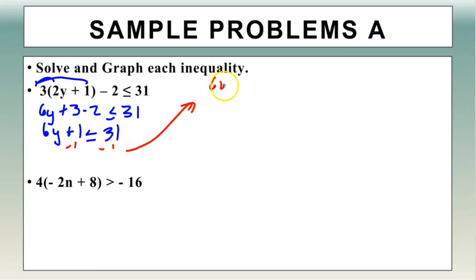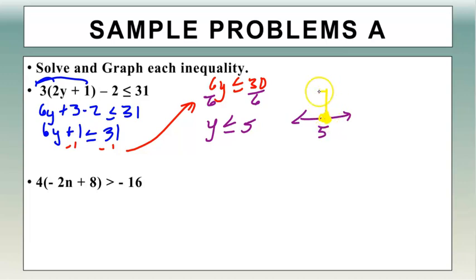So right now I have 6y is less than or equal to 30. To get y by itself, I'm going to divide by 6, and y is going to be less than or equal to 5. Graph it. We have a filled-in circle at 5, because it can equal 5. Less than goes to the left.